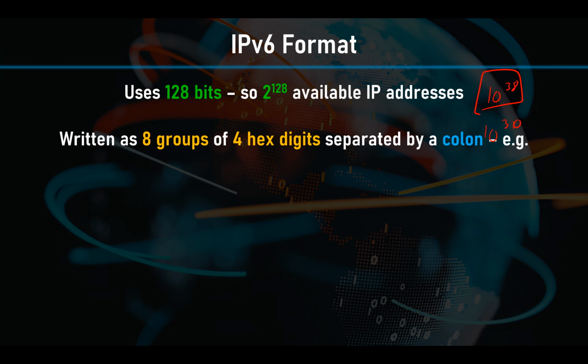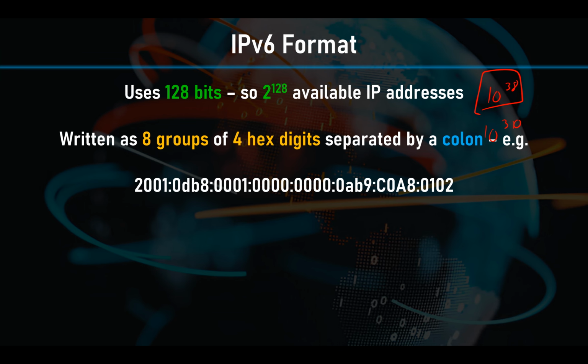Then the actual format: it's written as 8 groups of 4 hexadecimal digits, and each group is separated by a colon. So for example, here, and of course the colon just separates them.